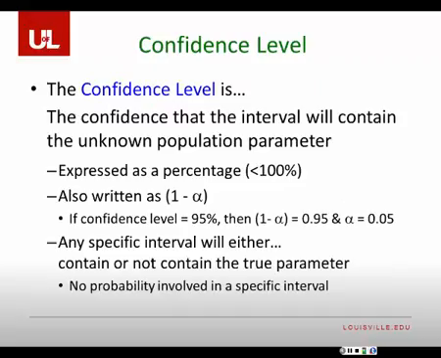So the confidence level is the confidence that the interval will contain the unknown population parameter. We typically express that as a percentage, and we also write it as 1 minus alpha. Alpha is your level of confidence. Alpha is pretty standard across all books, so it is how much error you are willing to accept in the tails. So are you willing to accept 1% of error in the tails, 5% of error in the tails, 10% of error in the tails?